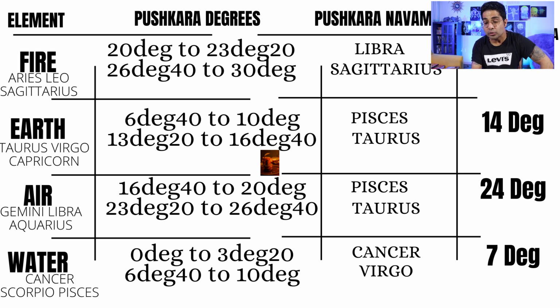Now friends, if we go to the earth signs, which are the Taurus, Virgo and the Capricorn, the Pushkara degrees are from 6 degree 40 minutes to 10 degrees, which is the Pisces Navamsa, and 13 degrees 20 minutes to 16 degree 40 minutes, which is the Taurus Navamsa. So that means friends, if any planet is going to be placed in these earth signs but in these Pushkara degrees, the signification of that planet is going to stay protected.